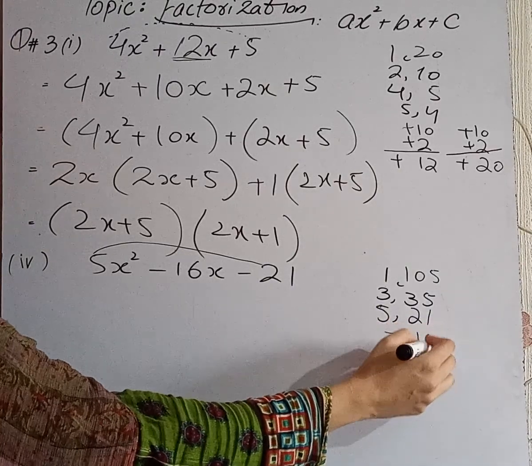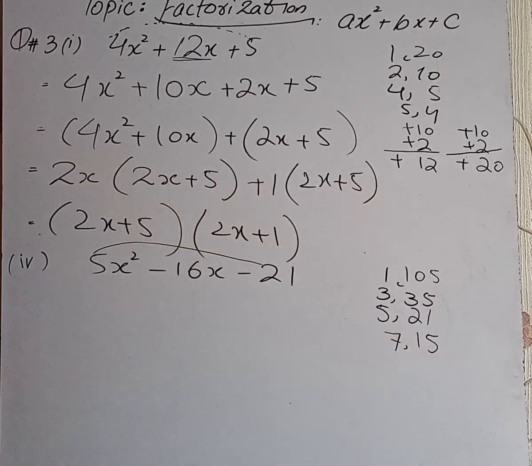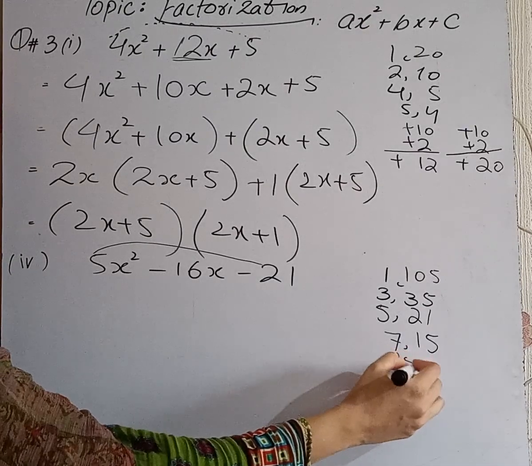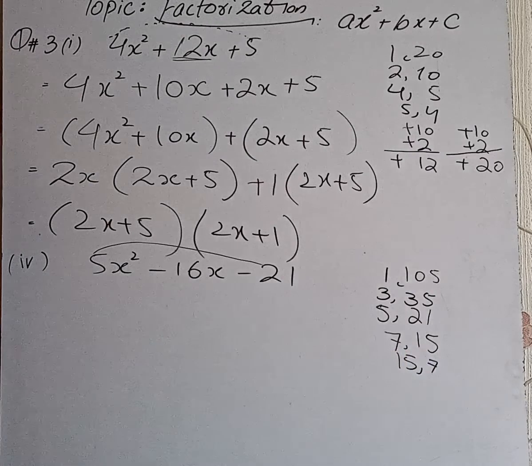7 1 times 7, 5 times 35. With 8 it's not divisible. 9 no, 10 no. Then with 11 it's not divisible. Then with 12 no. Then 13 it's not divisible. Then 14 it's not divisible. Then by 15 again it's divisible. 15 how many times? 15 7 times.